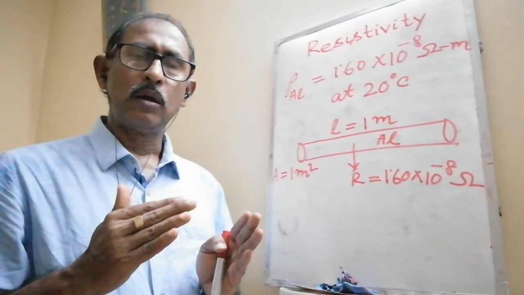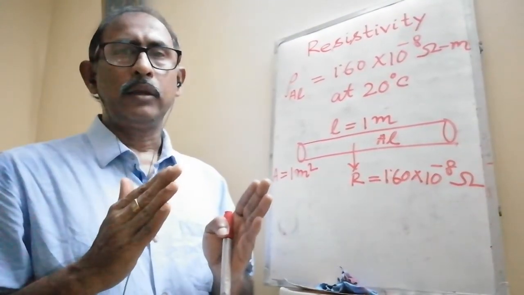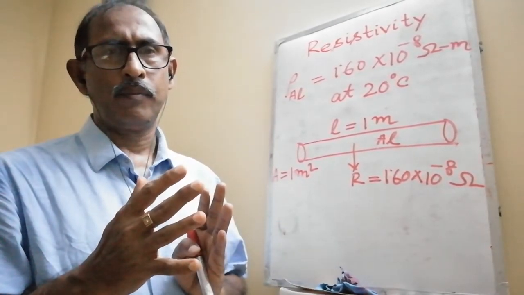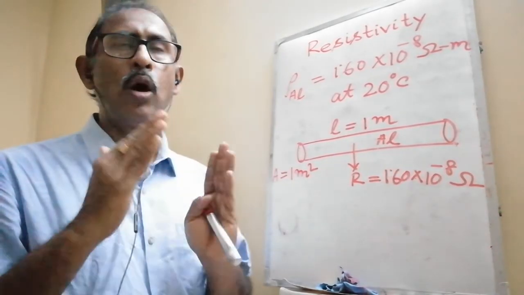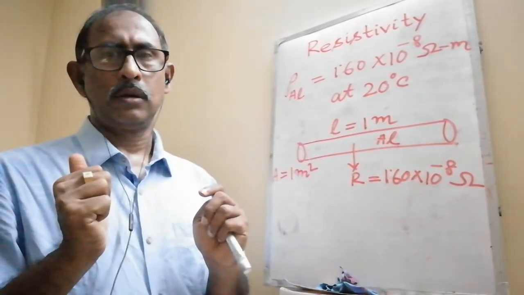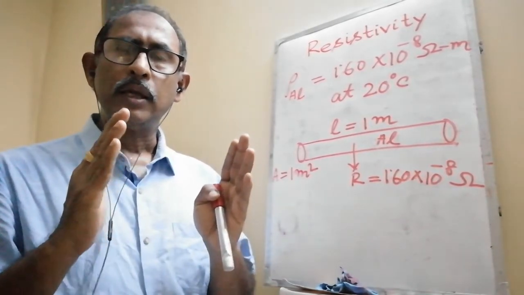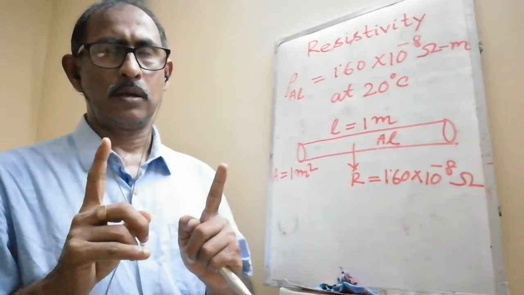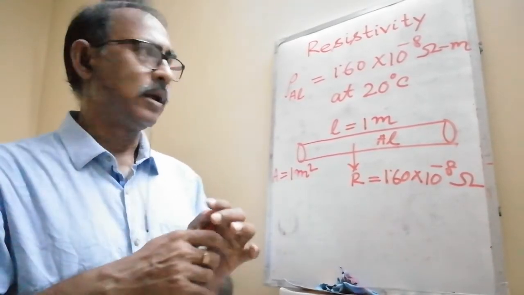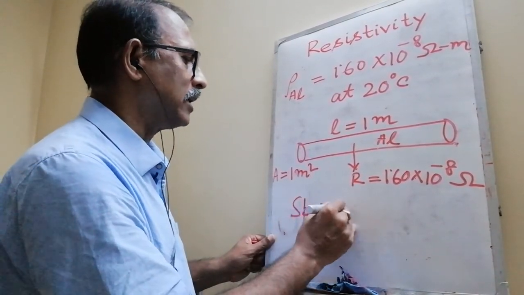This is the resistivity. Again I say, resistivity and specific resistance are the same, and they are applicable for the material of the conductor. Resistance is applicable for the conductor, but resistivity is not applicable for the conductor. It depends on the material. And resistivity is also known as specific resistance.